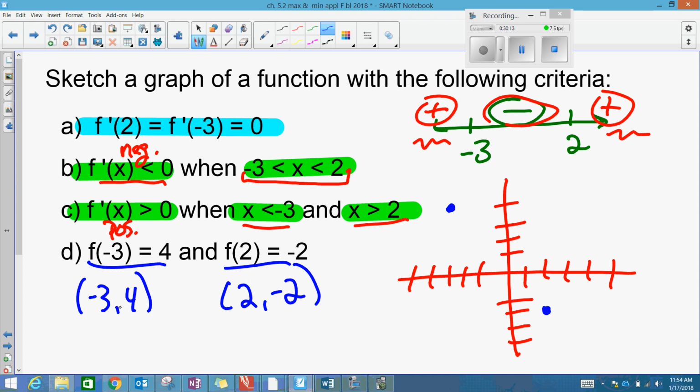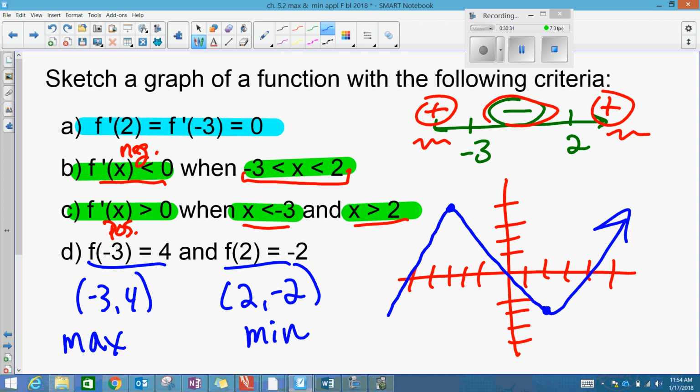We know this should be a max because it's going up and then coming down. So we should have a max at negative 3, then decreasing and then increasing, and this should be a min. So we're increasing, then decreasing, and then increasing again. So we sketched our graph.